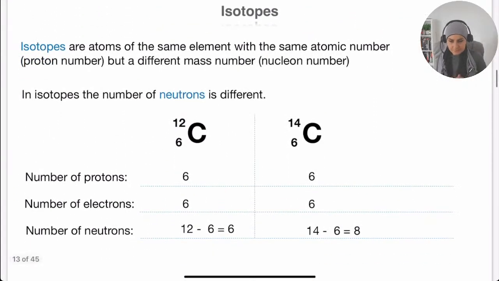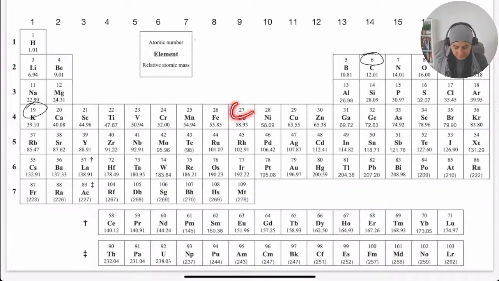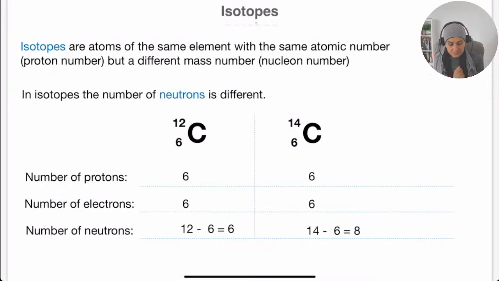Now, isotopes. Isotopes are atoms of the same element with the same atomic number but different mass number. That's the definition. Or you can say that isotopes have the same number of protons but different number of neutrons. So what's very important here? It's important to understand that the number of protons is what defines the element. So if you have 6 protons, it can only be carbon, nothing else. If you have, let's say, 27 protons, it can only be cobalt, nothing else. But you can vary the number of neutrons, and that's why the mass number would be different.